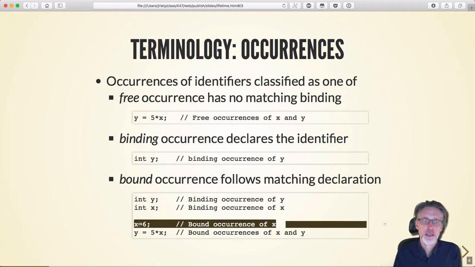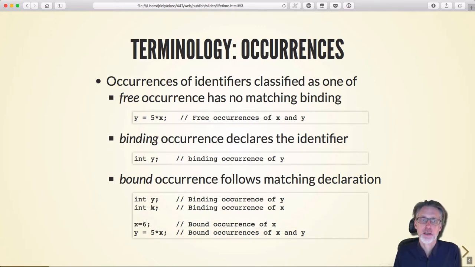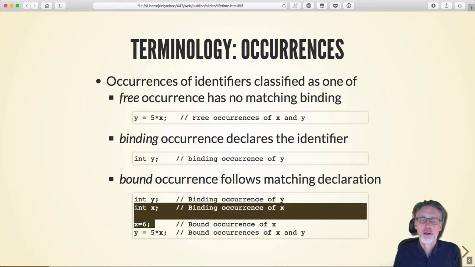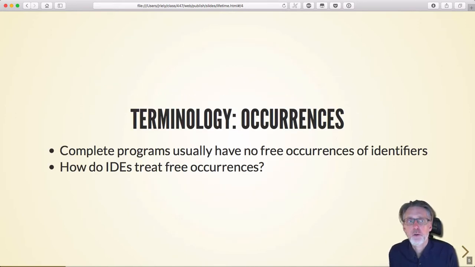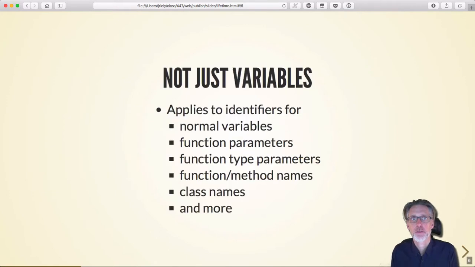Here, if you look at this line in isolation, x gets 6, x is free. But in the context of this declaration, the occurrence is bound. So what we expect in a programming language is that all of the occurrences should be either a declaration or bound. We don't want any free occurrences, because if we have free occurrences, we don't know what the program should do. All right, so what do IDEs do with free occurrences? They typically underline them and say, I'm sorry, things are bad here. You need to provide a declaration of this variable.